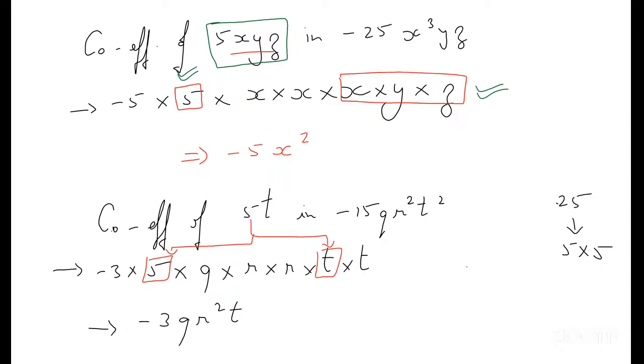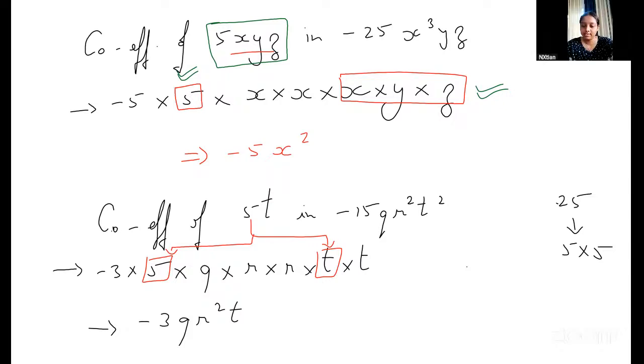Ma'am, can I say? Yes, Abraham. Ma'am, a like term is when you have x, x, x, no matter the sign or whether it's cube or square. It becomes a like term if it has the same variable. Correct. Like terms have the same variable, whereas unlike terms have different variables. Yes, different variables.